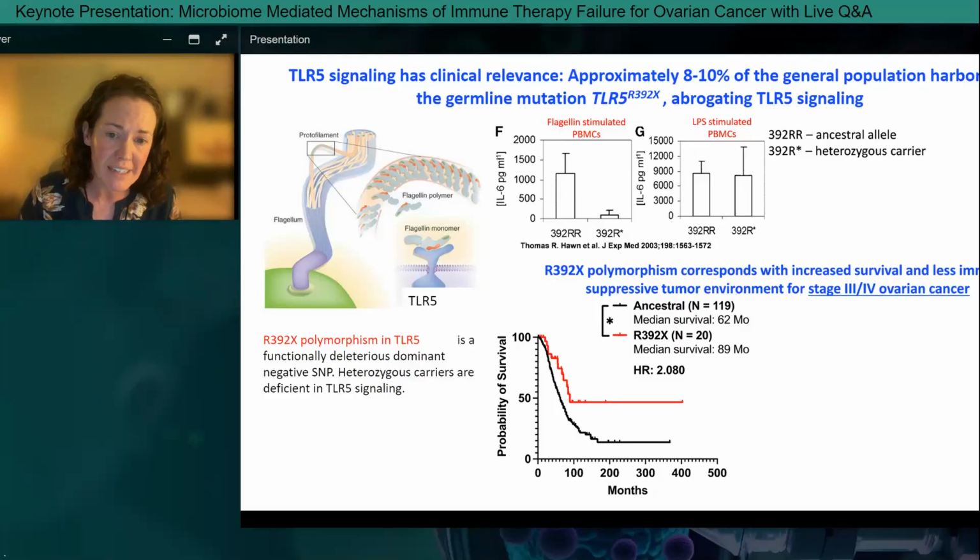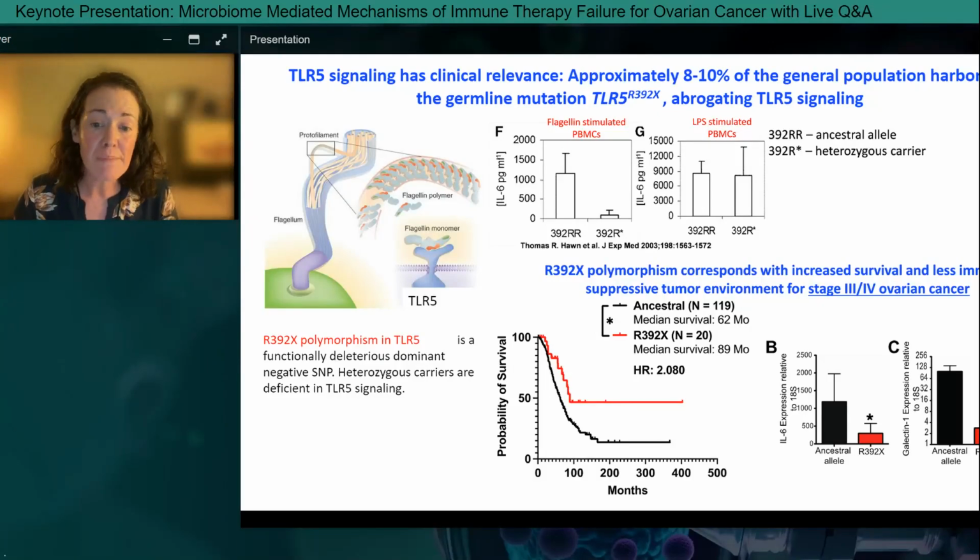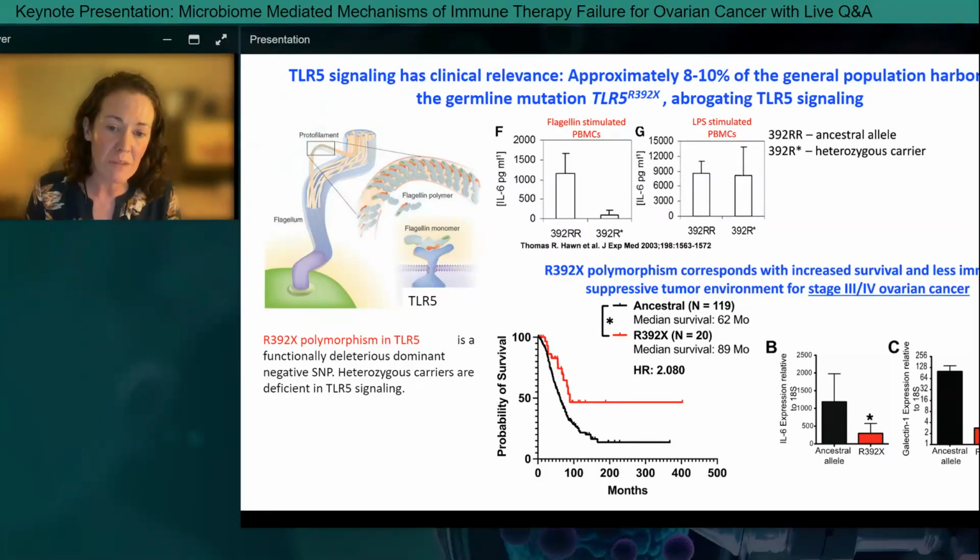And so we find that within the 10% of ovarian cancer patients that have this polymorphism, if they are diagnosed with advanced stage ovarian cancer, there is a significant survival benefit to having this polymorphism, or to being deficient in toll-like receptor 5 signaling. And what we have shown in the past is that having this polymorphism not only leads to improved survival outcomes, but we have evidence to suggest that the immune environment is also distinct and potentially less immune suppressive, thus more amenable to immune therapies.